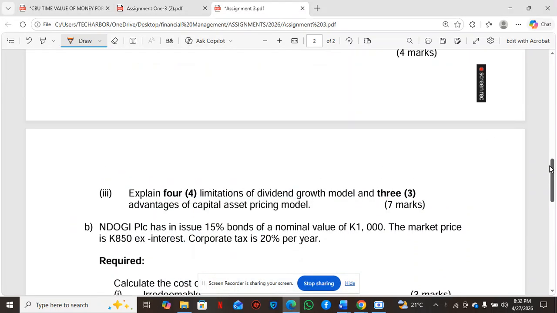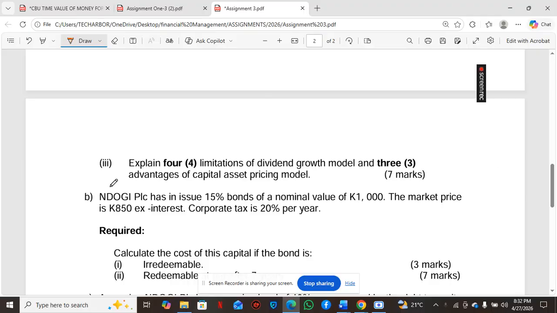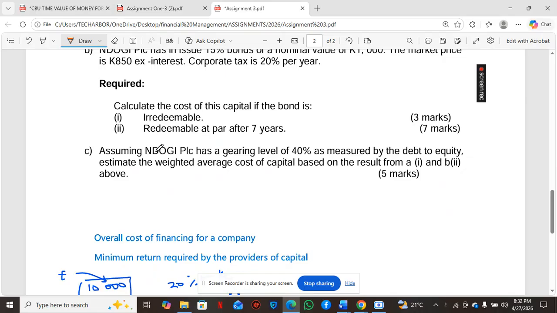Okay, so we're dealing with this question for Ndogi PLC. We're on part C, which is saying, assuming Ndogi PLC has a gearing level of 40% as measured by the debt to equity, estimate the weighted average cost of capital based on the result from A1 and B2.